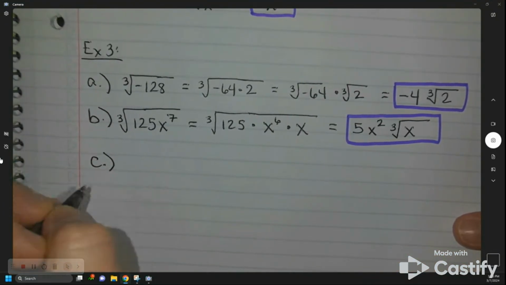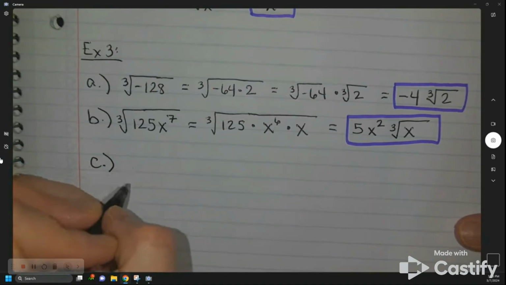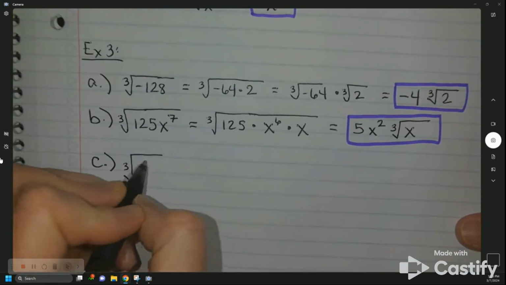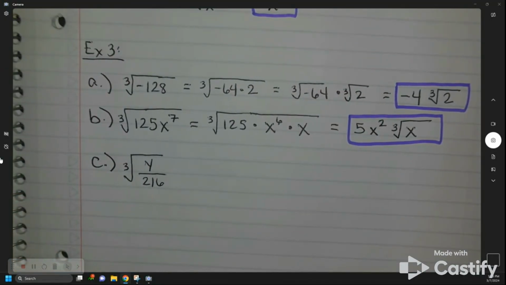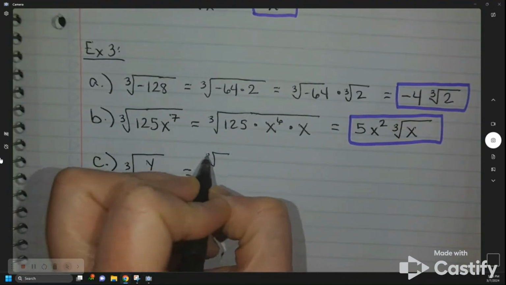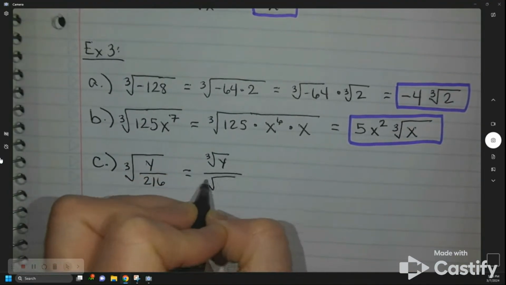Letter C, we have the cubed root of y over 216. So this is one I didn't notice right away because I'm not as good with my perfect cubes as I am with my perfect squares, but 216 does happen to be a perfect cube. And again, you can double check these when you get to the different problems that you're working on. But this is going to give us the cubed root of y over the cubed root of 216.